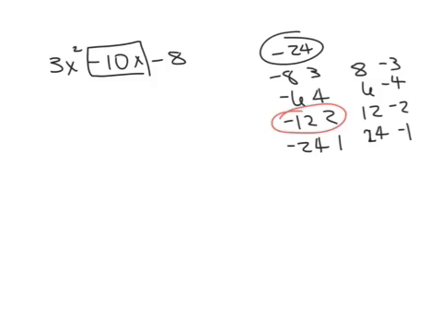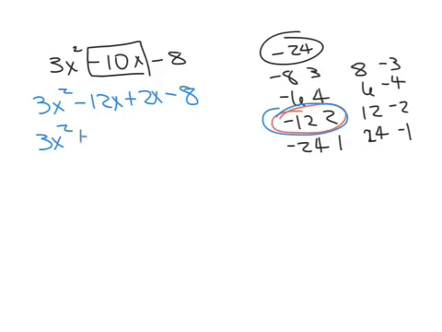So what I do is I rewrite the whole problem, but instead of writing 10x, I take these numbers and write them this way. You could have written this as 3x squared plus 2x minus 12x minus 8. It wouldn't have mattered which order you put these numbers in, so don't worry about that at all.